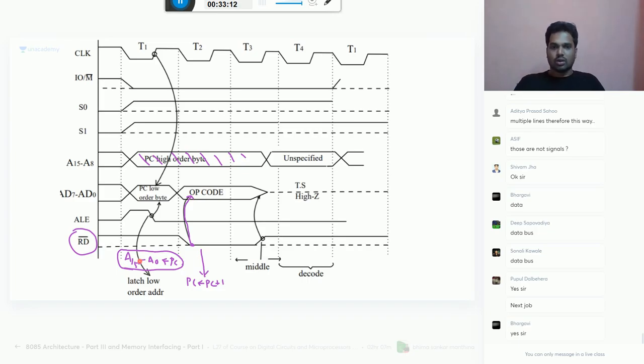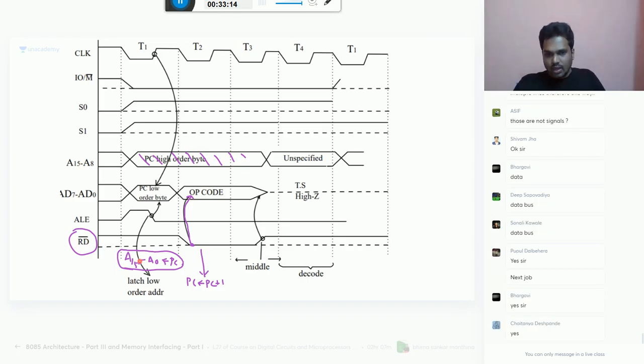Now listen here. Once your read signal becomes 1, that is, earlier read is 0 and now it becomes 1, it means the read job is completed. Then the opcode which is in the data bus will be stored into the instruction register. The instruction register will be copied with D7 to D0.